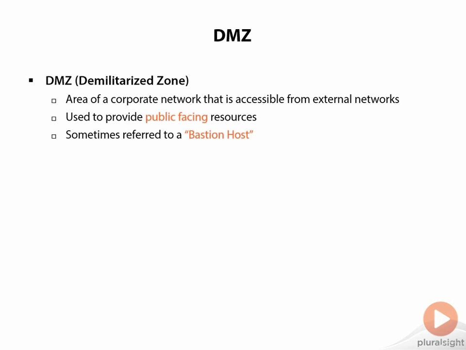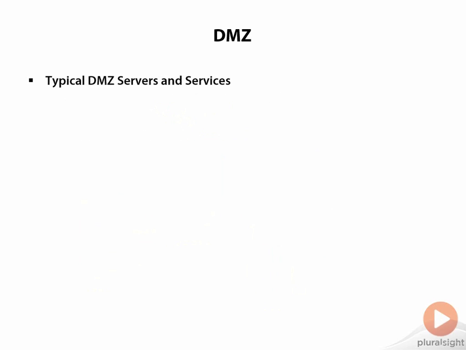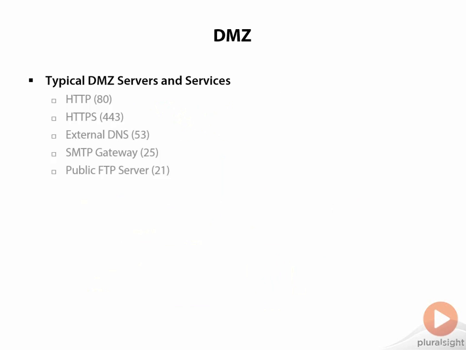So it's an area of a corporate network that's accessible from external networks, as we talked about, and is used to provide public-facing resources, sometimes referred to as a bastion host. In this diagram, you see we have our internal network and an external network, and then we have a firewall and an area in between known as a DMZ. That can consist of one or more servers that provide services, as I said, such as HTTP, FTP, and so forth.